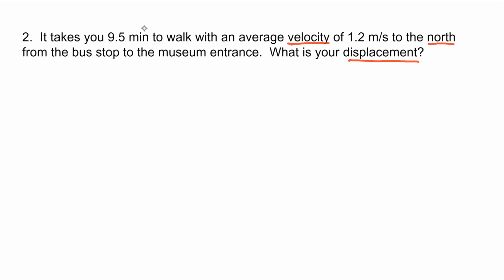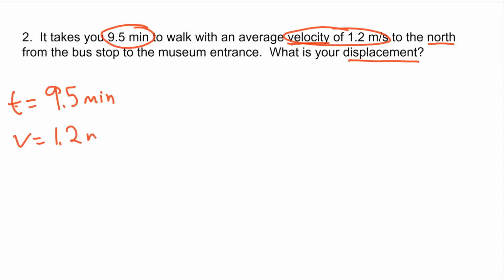Let's start with our givens. 9.5 minutes. Now, is that a time, a distance, a displacement? Hopefully you recognize that that is a time. Your velocity is 1.2 meters per second to the north. I have to include the direction, otherwise it's not a velocity. It would just be a speed. And then displacement is what I want to know. So we've got our givens and our unknowns.